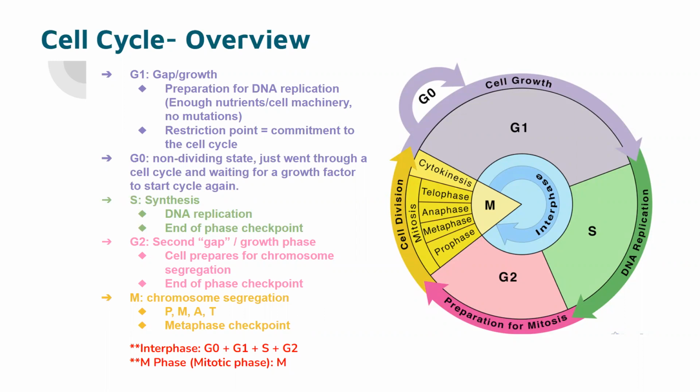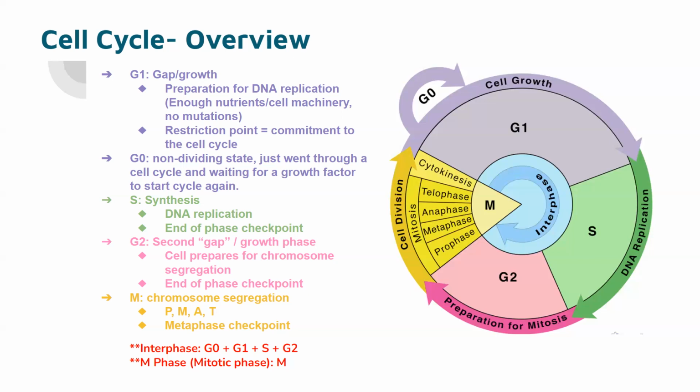That could be because you just went through a full cycle and you're waiting to restart, or maybe the cell has just removed itself from dividing. Some fully differentiated cells will always be in G0 and they'll never leave, but some can come out of G0 and go back into the cell cycle. When you leave G0, you go into G1. That stands for gap, but a lot of people remember it by G for growth, because that is when our cell is doing its prep for DNA replication.